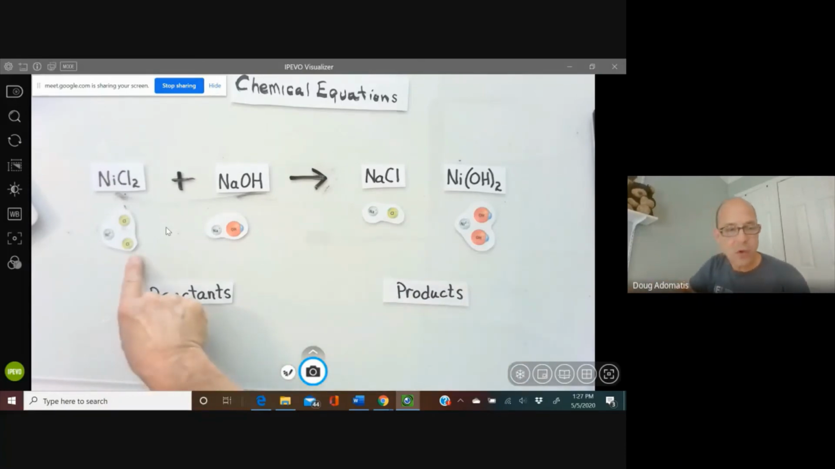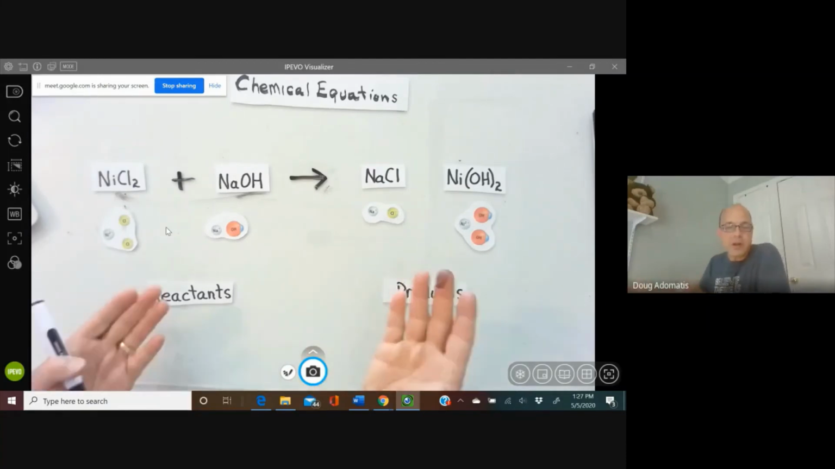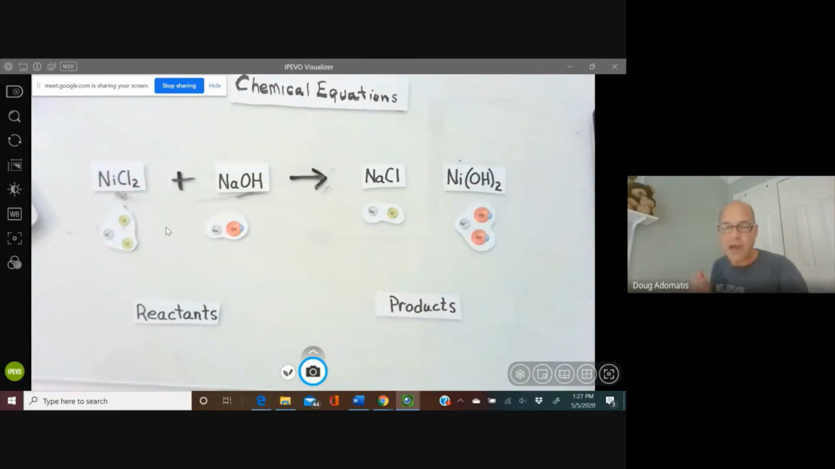Well, what about these chlorine ions? I've got chlorine ions over here, two of them, but I only have one over here. Did they just magically disappear? Did one of those just magically disappear? No. That can't happen. So you have to balance the chemical equation, right? Because the chemical equation has to obey the law of conservation of mass. Okay, so real quick, here's how we do that.